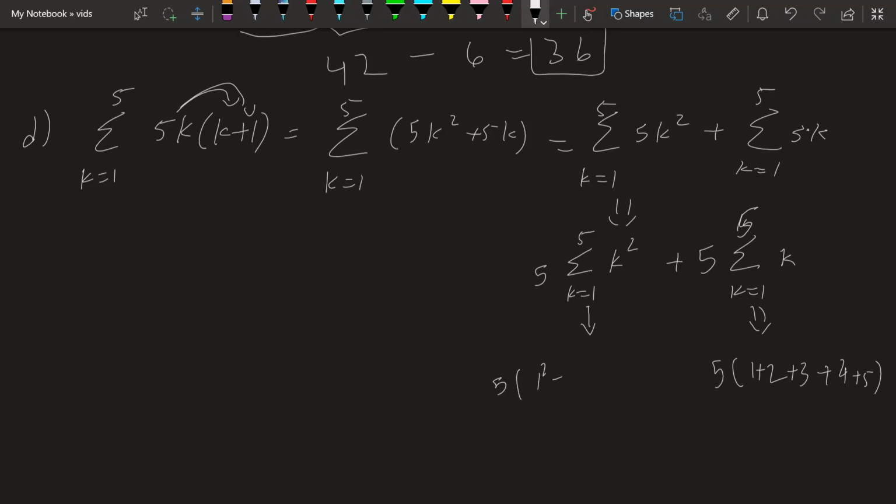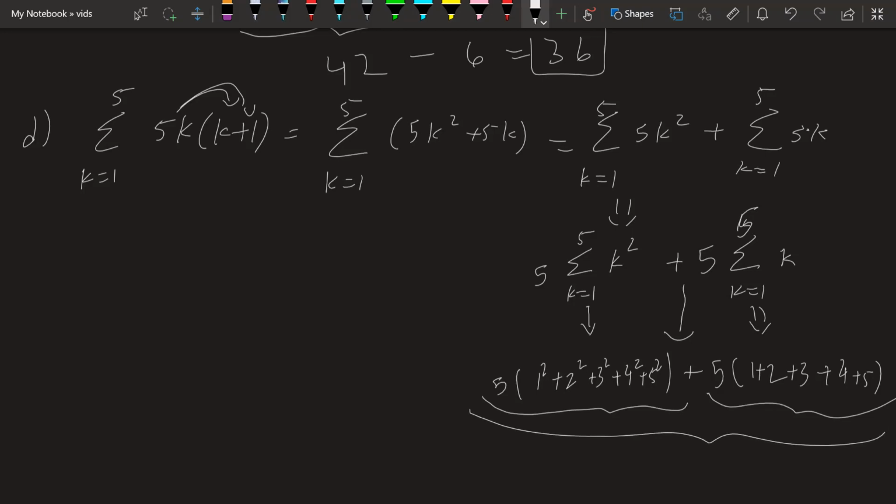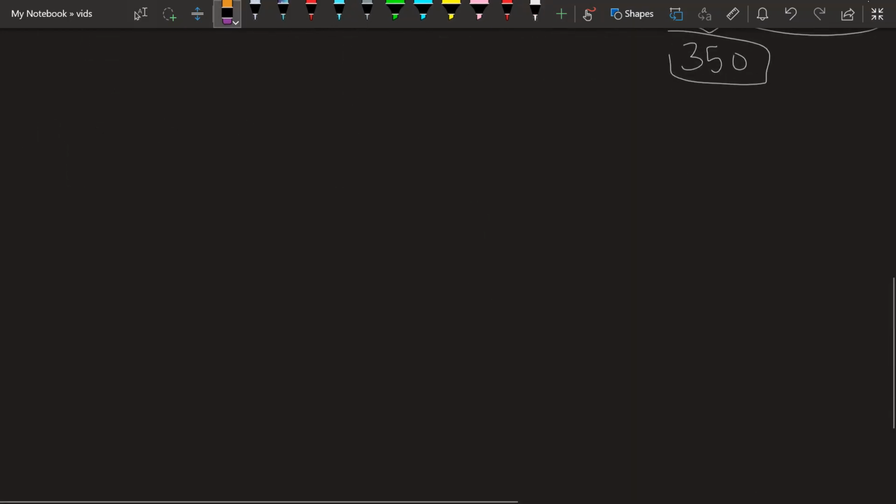And this is equal to 5 multiplied by 1 squared plus 2 squared plus 3 squared plus 4 squared plus 5 squared. And you bring the plus down. Now using a calculator you can evaluate this and evaluate this. So let's use a calculator. Alright. The answer is 350, most probably. You can use a calculator to figure it out.